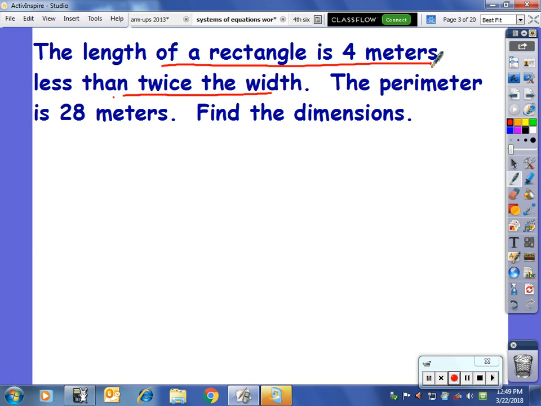Demetria, are you with me? Okay, quiet. The length is 4 less than twice the width.